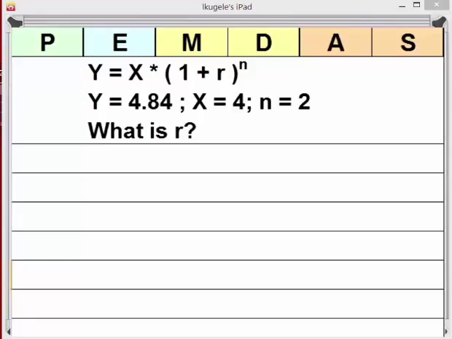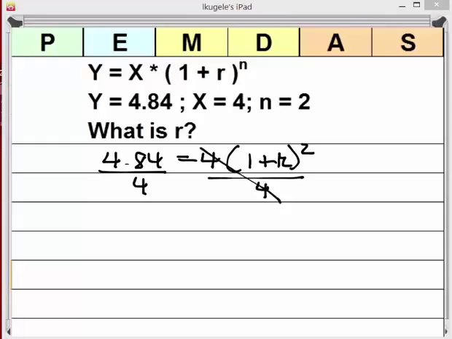Y is equal to x times 1 plus r, quantity raised to the n power. In this case, we're given y, x, and n. We're solving for r. The first thing we want to do is substitute what we've got. So we're going to have 4.84 is equal to 4 times 1 plus r squared. Clearly, we can't deal with what's inside the parens because that's where r is. Same reason we can't deal with the exponent. What we can do is divide both sides by 4.